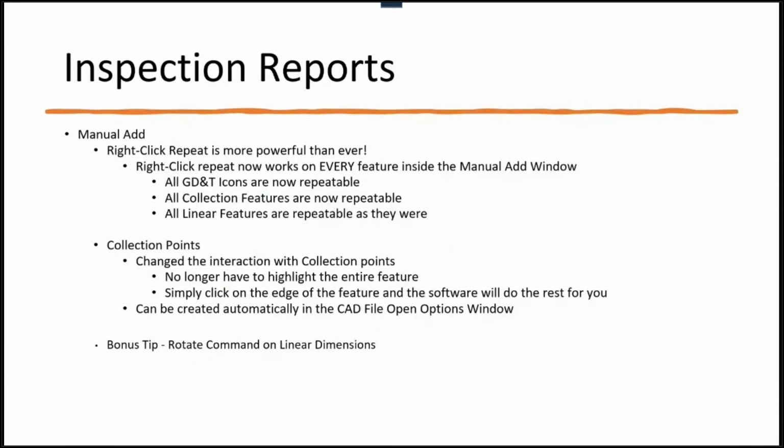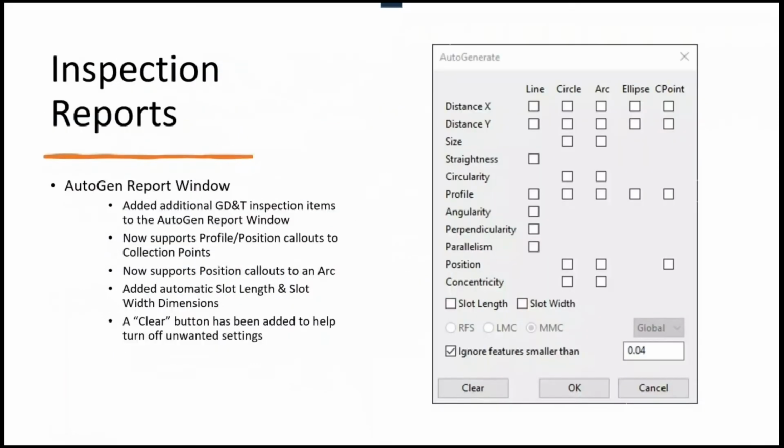Next, back to our inspection reports again, our new auto-gen report window. Hopefully a lot of you out there are using this auto-gen report window because it can make your life so much easier. A lot of you have to use your customer-specific prints, and that all makes sense. However, it is so nice to be able just to say, I got 44 holes in this part, I automatically want to just get my diameters. We can do that. But nowadays, with our new auto-gen report window, we have a lot more options.